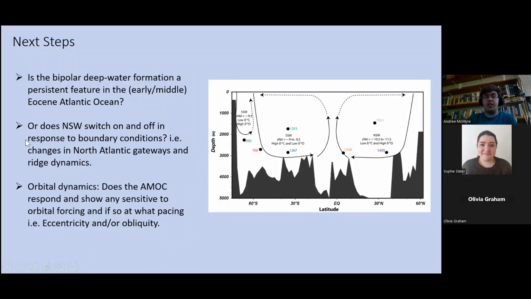Because there are some really interesting studies that look at the boundary conditions, so the bathymetry and gateways in the North Atlantic. And these gateways and ridges are very sensitive. So potentially our future work may find that these northern source waters may switch on and off. And the other aspect of the study, which I'm working on currently, is whether this AMOC-like structure that we found shows any sensitivity to orbital forcing. So is there variability in this AMOC-like structure? And if there is variability, what might be pacing that variability?